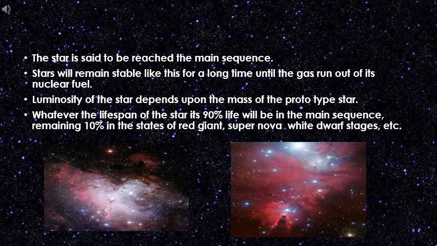Eventually, however, the gas will run out of its nuclear fuel. Paradoxically, the more fuel a star starts off with, the sooner it runs out. In other words, the luminosity of the star depends upon the mass of the protostar. That is, the more massive the star is, the hotter it needs to be to balance the gravitational attraction. Whatever the lifespan of a star is, 90% of its life will be in the main sequence. The remaining 10% will be in the red giant, supernova, white dwarf stages, etc.